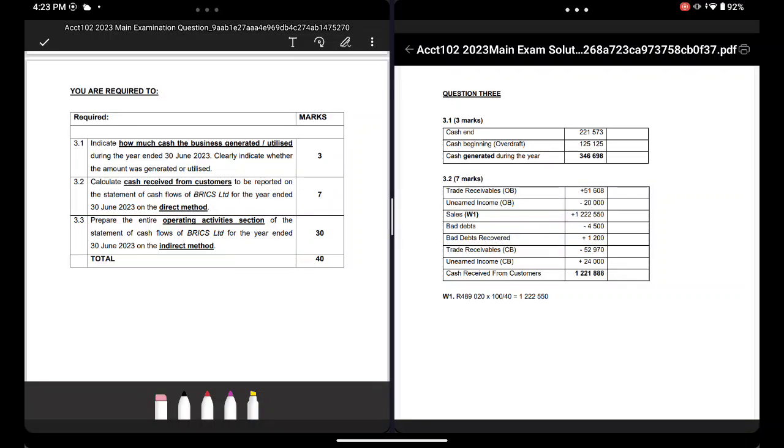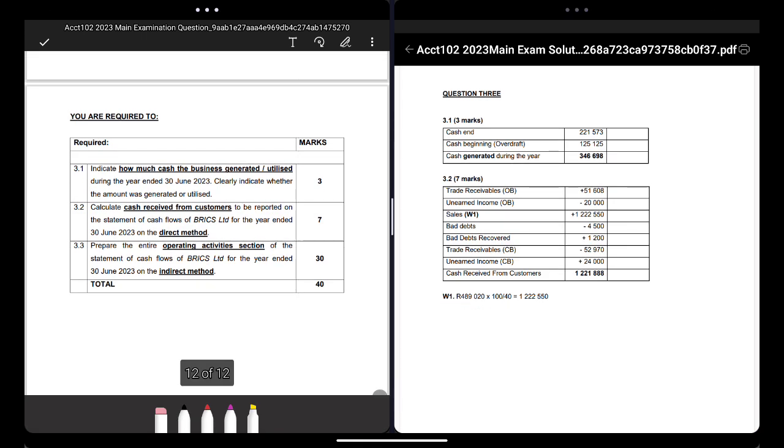Okay, in this video we'll be doing a cash flow exam type question for 40 marks. So 3.1, right? How much money does a business generate or utilize? Now, whenever your bank balance at the end of your cash flow is negative, it means it's utilized, which is used. If you have a positive, it'll obviously be generated.